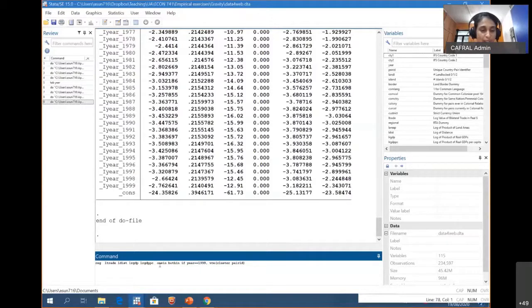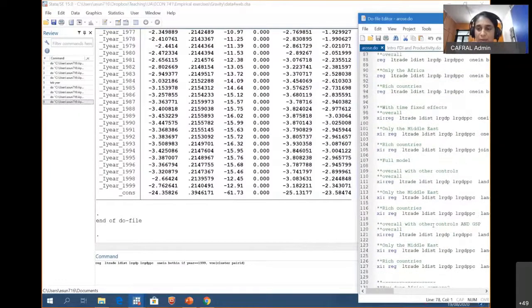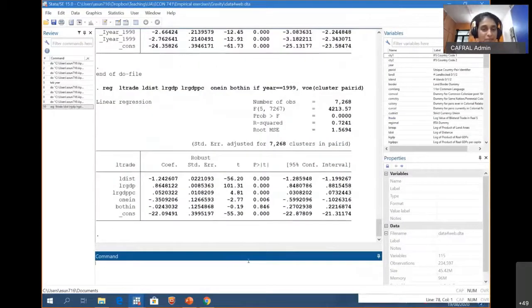These are called one in and both in. One in says if either of the two countries in the bilateral pair belongs to the WTO, and both in says if both of the countries in the pair are actually in the WTO. Okay, so let's run that regression and see what we get. This is simply in the cross section. It's not a great thing, but I will come back to the full panel at some point. Okay, so let's look at this.